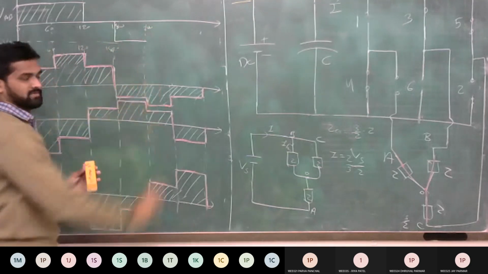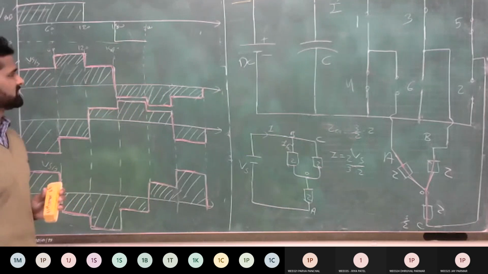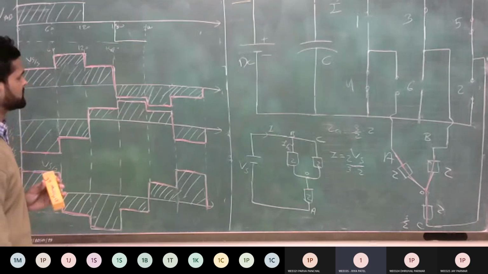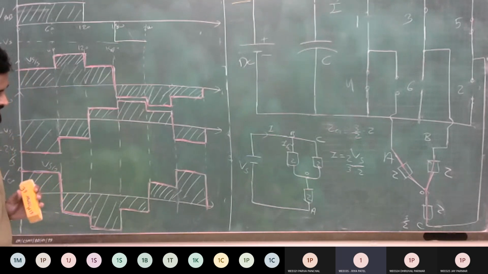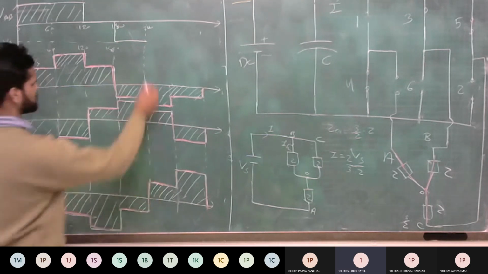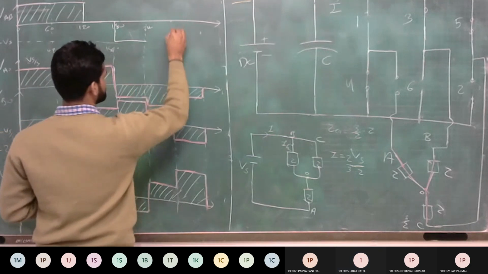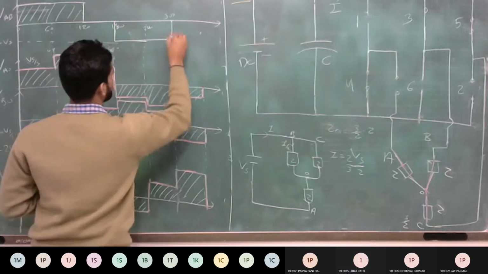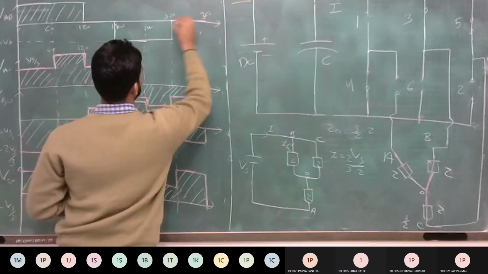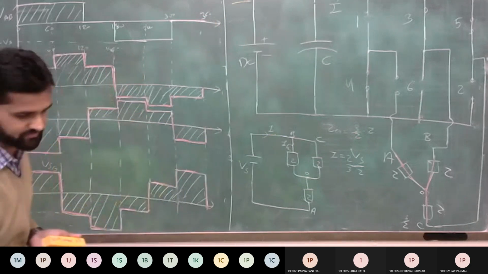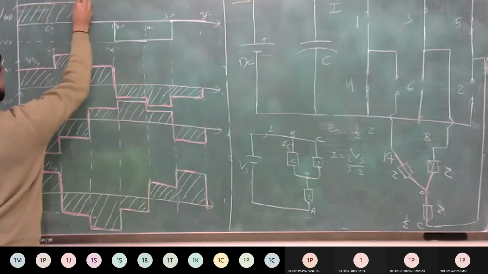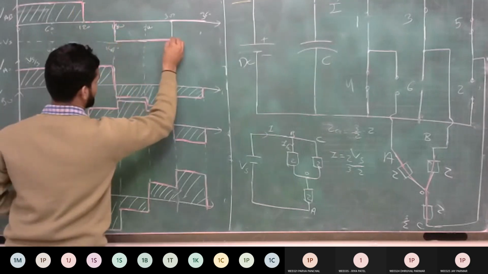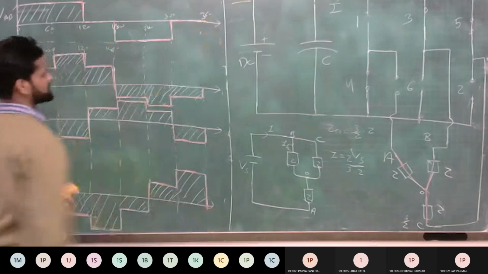In the same way, calculate for the fifth and sixth intervals. Give the answer quickly. For the fifth, it is minus Vs. It is again minus Vs up to 300 degree. And for the sixth, it is 0. From 300 to 360 it remains 0. So it looks like this. From 0 to 120 it is positive Vs, 120 to 180 is 0, 180 to 300 is minus Vs, and then 300 to 360 it is 0.